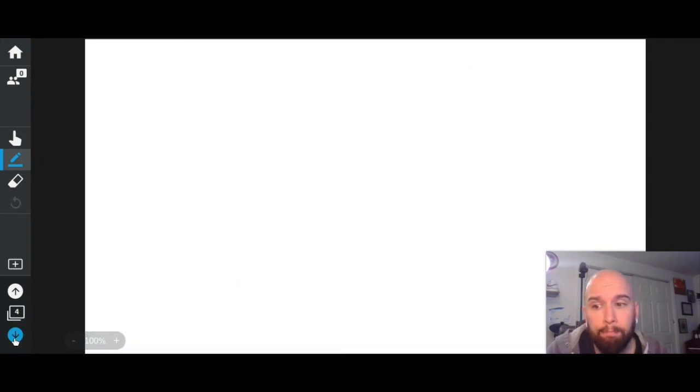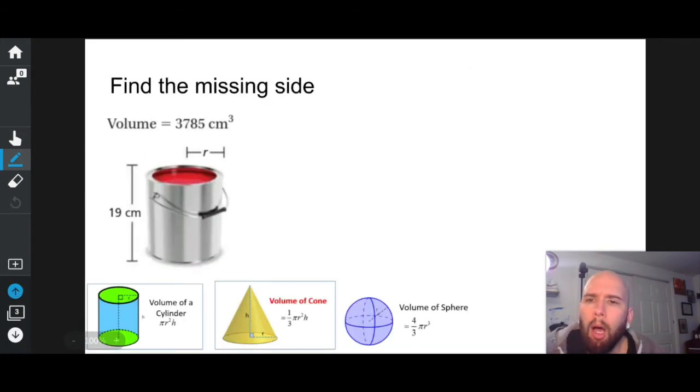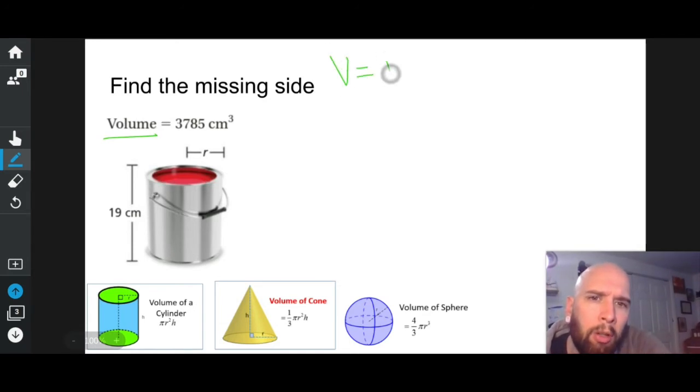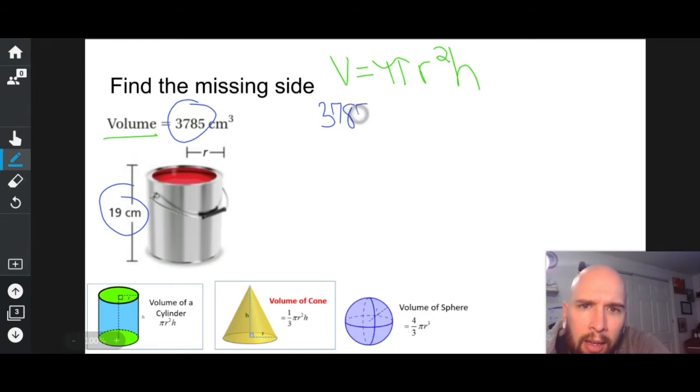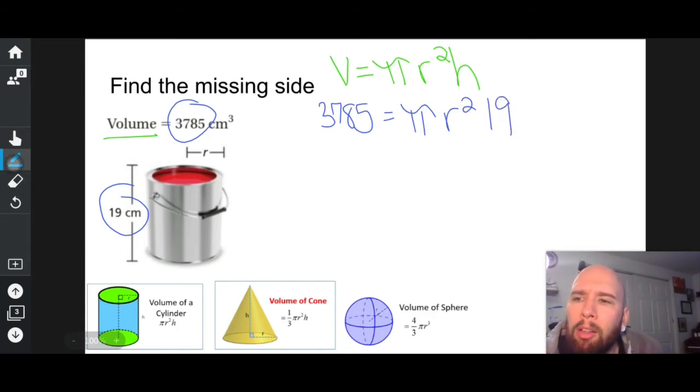Let's try it again. I have a can of paint. So again, I have a cylinder, and I'm given information about a volume. So I'm going to write out the volume formula for a cylinder. V equals pi r squared h. I'm given information about the volume, and I'm also given information about the height. So the volume is 3785, and that's going to equal pi. I'm given the height, so r squared is what I need to find, times the height, which is 19.